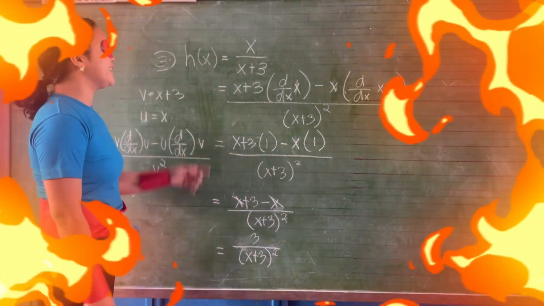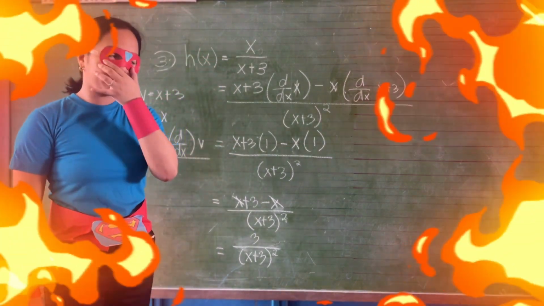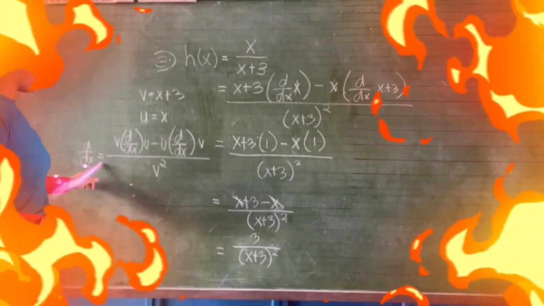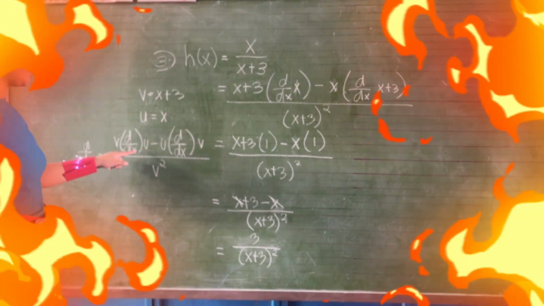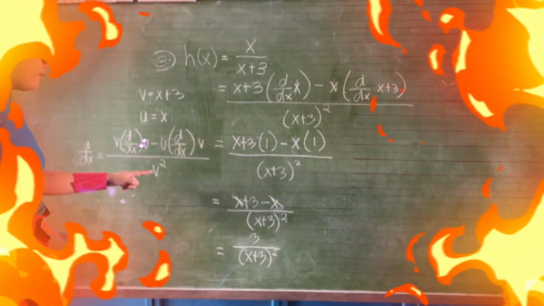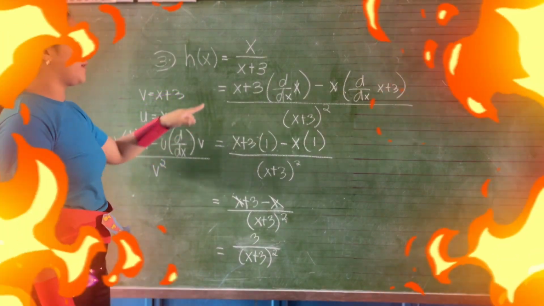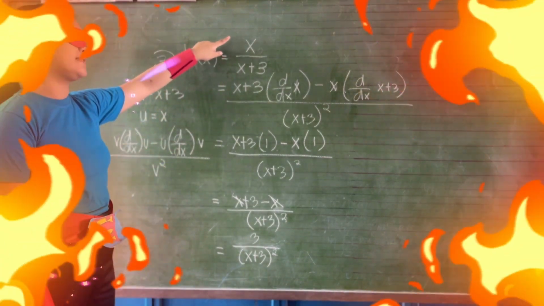So the given here is f of x equals x over x plus 3. So now, we're going to use the quotient rule formula: d over dx equals v times d over dx of u minus u times d over dx of v, over v squared. So now, we're going to determine the v and the u. So the v is x plus 3 and the u is x.